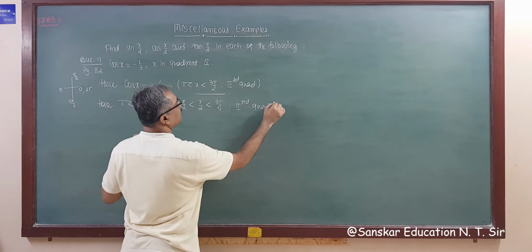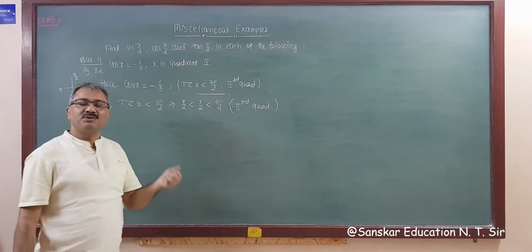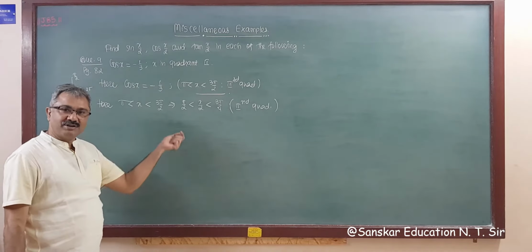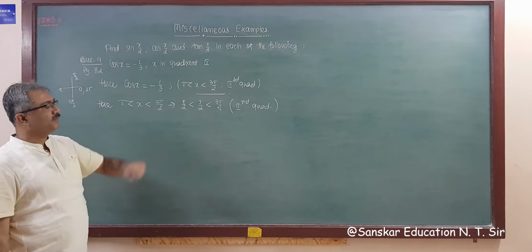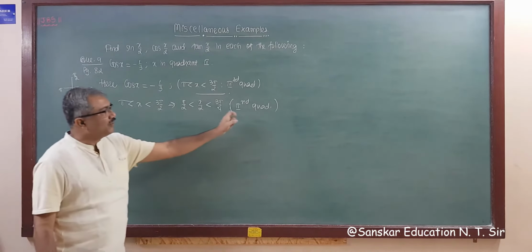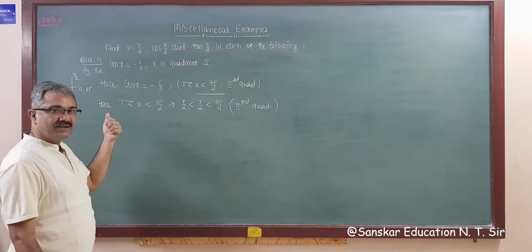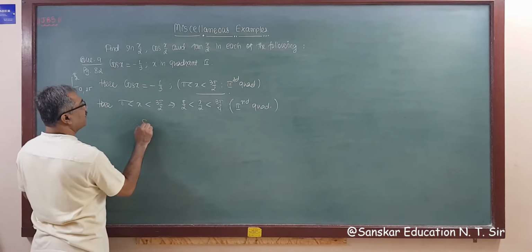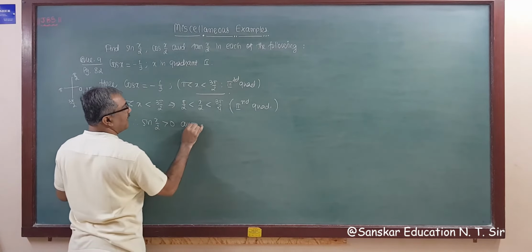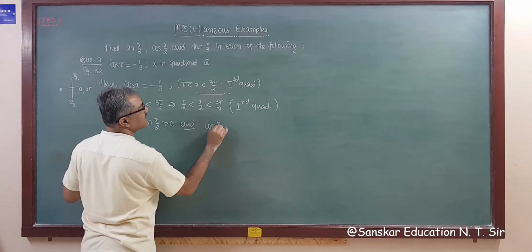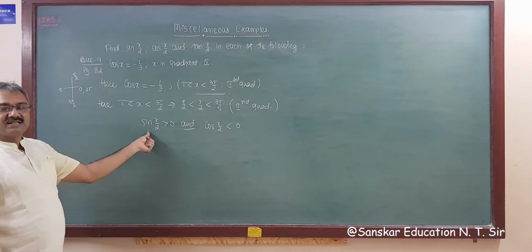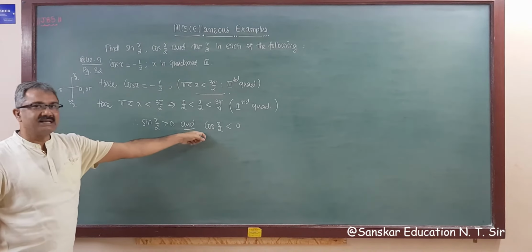Right? You have to remember, if we divide by 2, it goes one quadrant less, okay? So this is pi by 2 less than x by 2 less than 3 pi by 4. And in the second quadrant, sine is positive and cos is negative. Therefore sin x by 2 is greater than 0 and cos x by 2 is less than 0. So we have to take a square root where sine is positive and cos is negative.